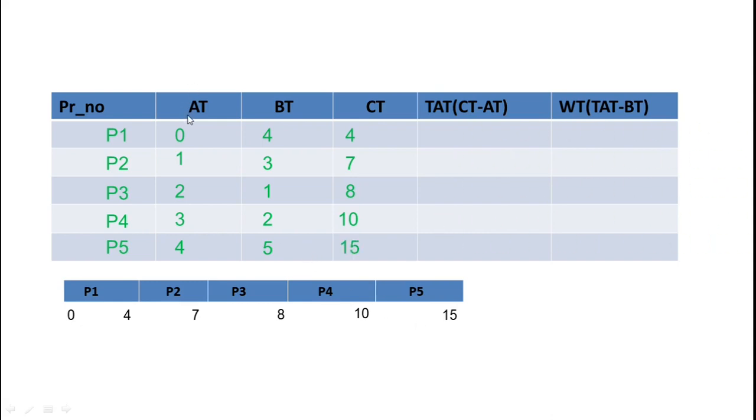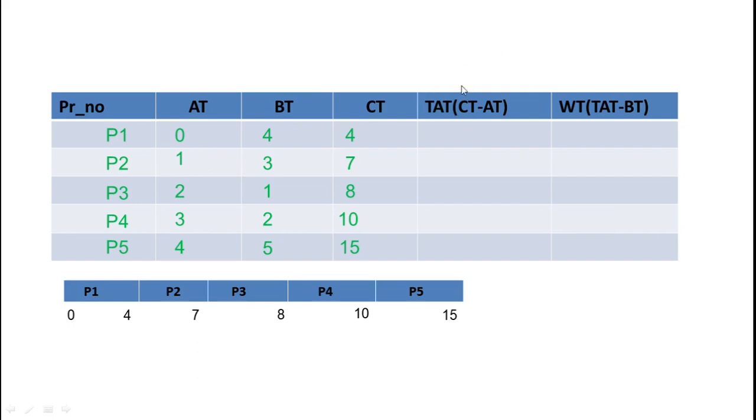Now here arrival time was given in sequence 0, 1, 2, 3 and 4, and so on. So that's why we are getting the Gantt chart in sequence P1, P2, P3, P4 and P5. But suppose the arrival time is different or not in sequence, then you have to take care during the calculation and whenever you are drawing the Gantt chart.